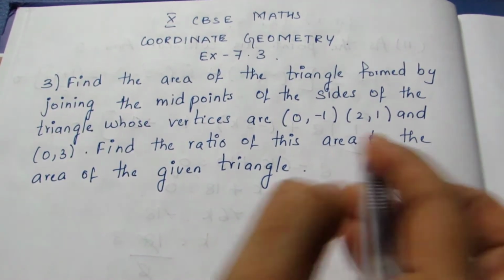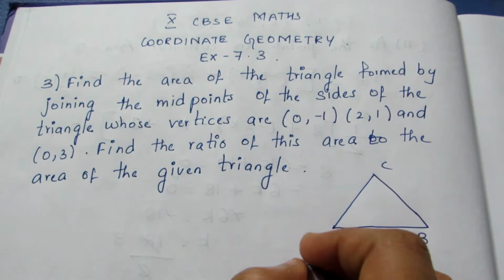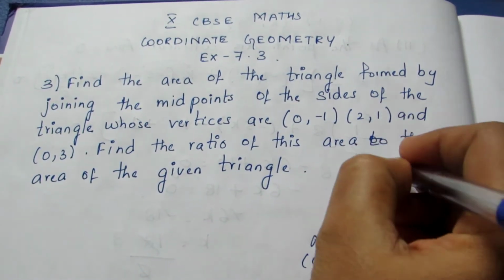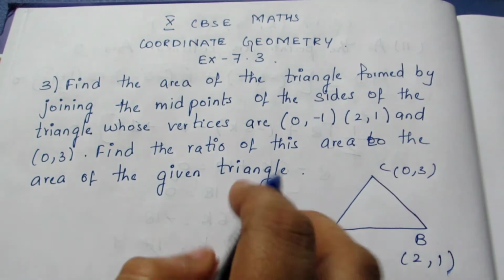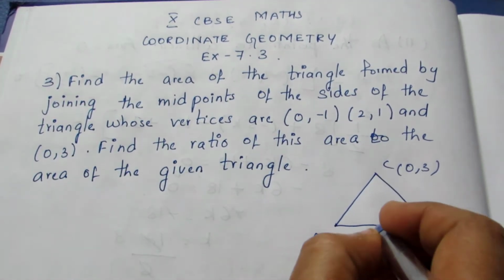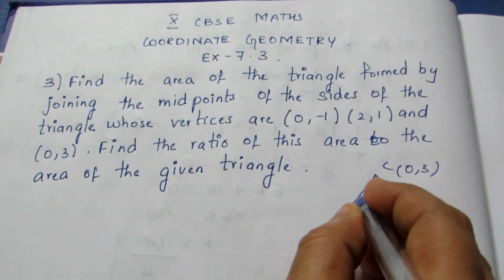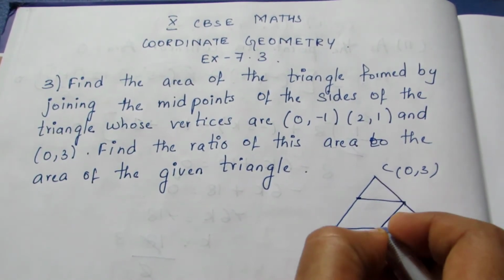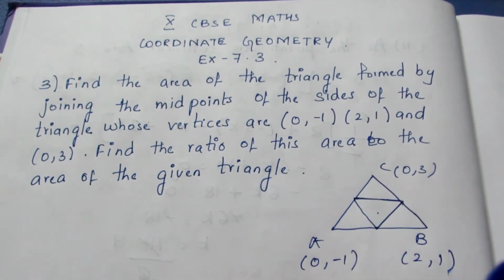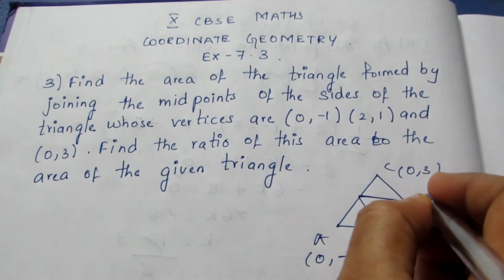Let me take the given vertices as A, B, C. If A is (0, -1), B is (2, 1), C is (0, 3). They have told that joining the midpoints of the sides. So we need to take the midpoints of each side and join them. We need to find the area of this smaller triangle. Let me take this to be DEF.